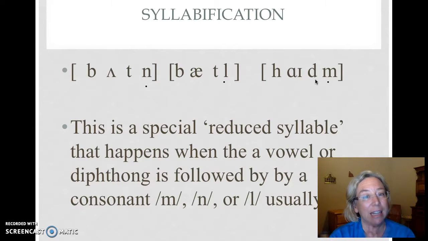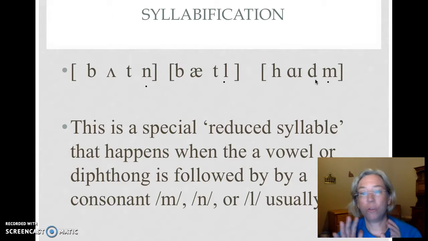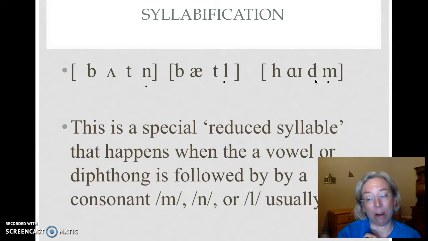So again, syllabification is when you've got two consonants together. The second consonant happens to be an N, an L, or an M, and you're not producing a vowel between the two consonants. So that's just a concept I want you to be aware of. We don't always produce it with syllabification.